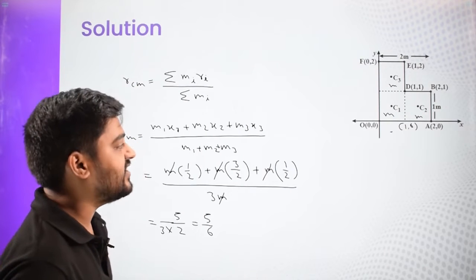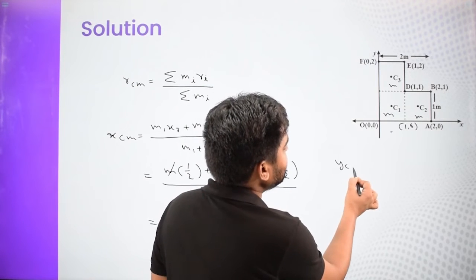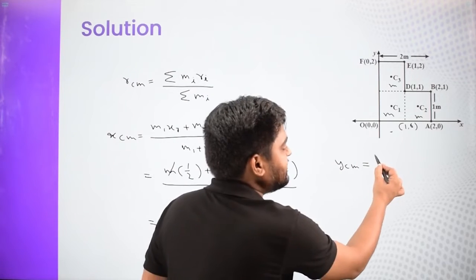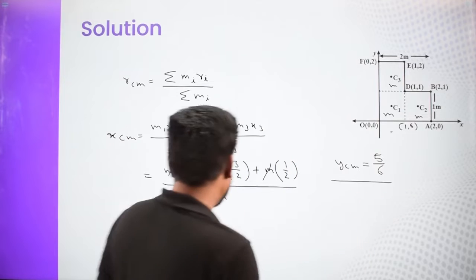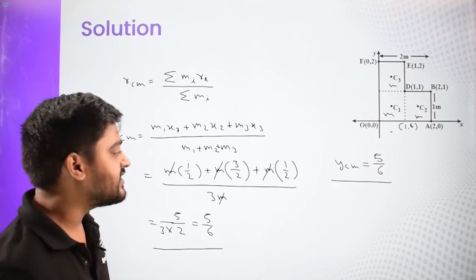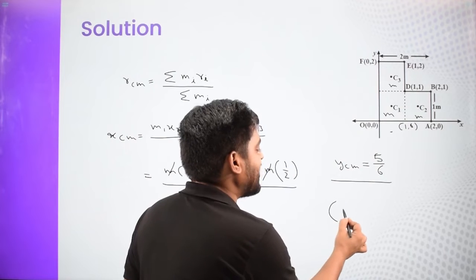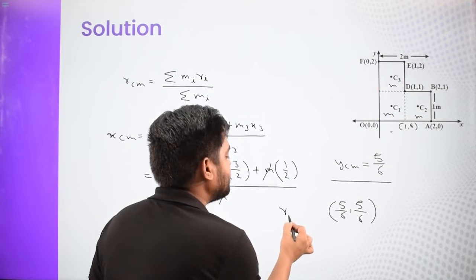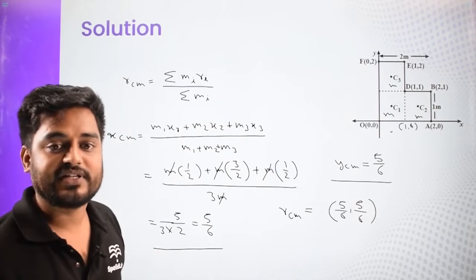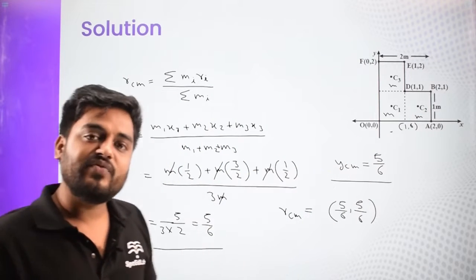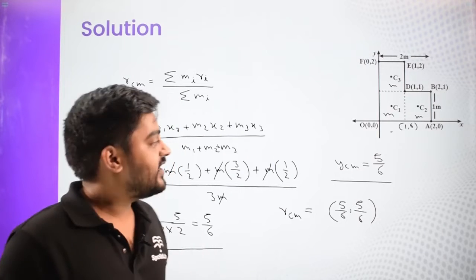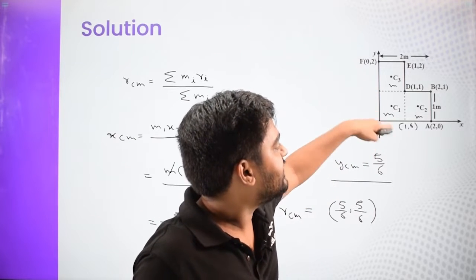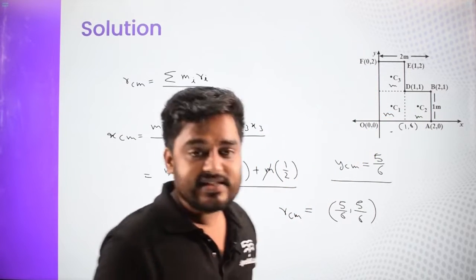Similarly, we are going to find the Y coordinate. What is going to be YCM? YCM is also going to be 5 by 6. So XCM and YCM both are going to be 5 by 6, 5 by 6. At the end we can say the center of mass lies at this coordinate, which can be called RCM, the final position of our center of mass. For Y also, apply M1 Y1 plus M2 Y2 plus M3 Y3, divided by M1 plus M2 plus M3. All M are M only, and for the Y coordinates, both of these are half and half, and this is basically 3 by 2.